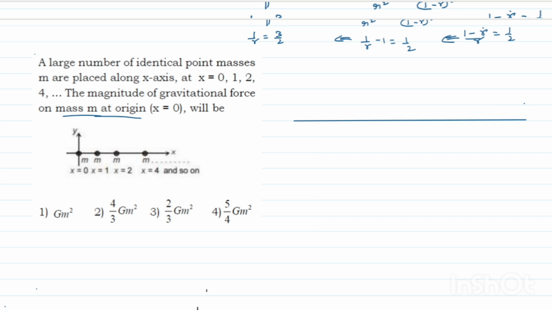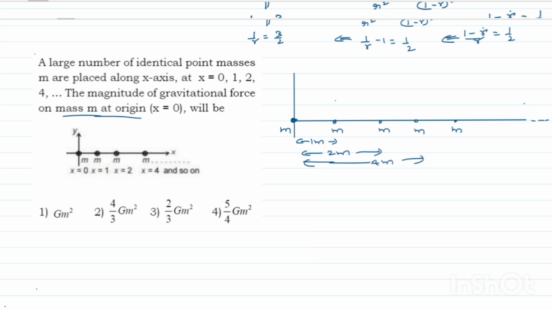Here it is given: one mass you are keeping at the origin, and here you are keeping mass m, and here it will be mass m, and here it will be mass m, and so on it's given. From the origin it is at 1 meter distance, and from the origin it is at 2 meter distance, from the origin it is at 4 meter distance, and so on it's given.